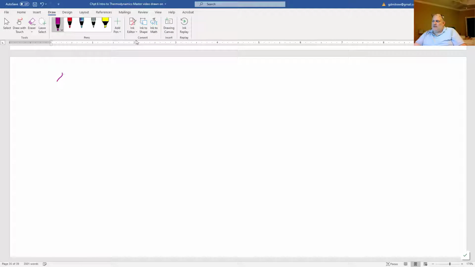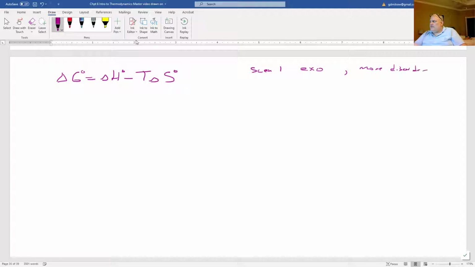So I'm going to write the change in G expression here, which is change in H minus T change in S. And I'm going to give you some scenarios. I'm going to put the degrees in right now because we're under standard conditions. I'm just going to write scenario 1. Scenario number 1 is this: we have an exothermic reaction and we have more disorder.